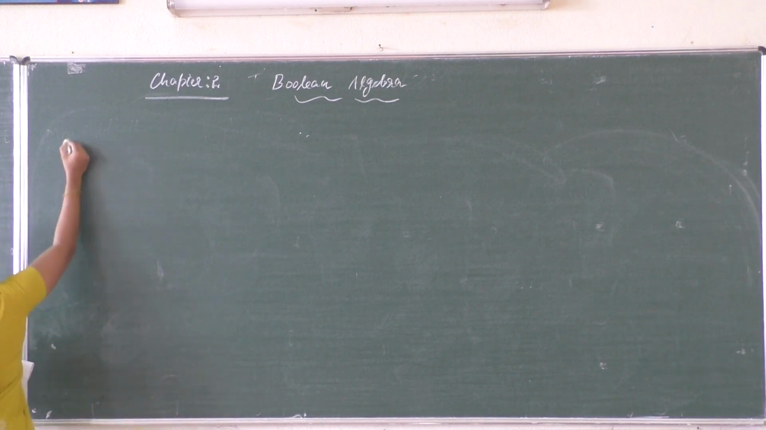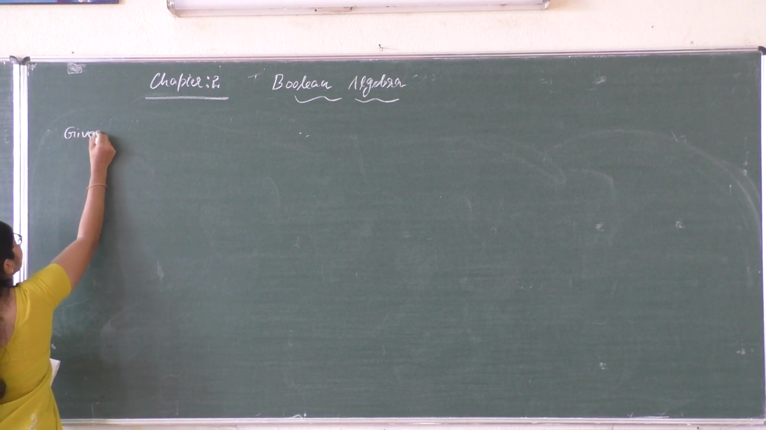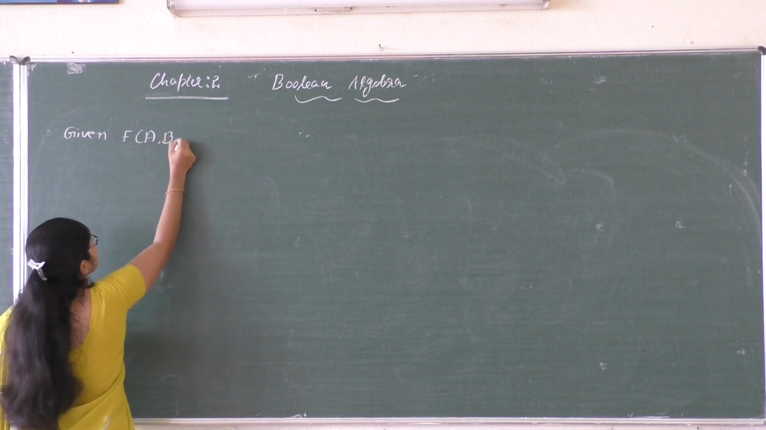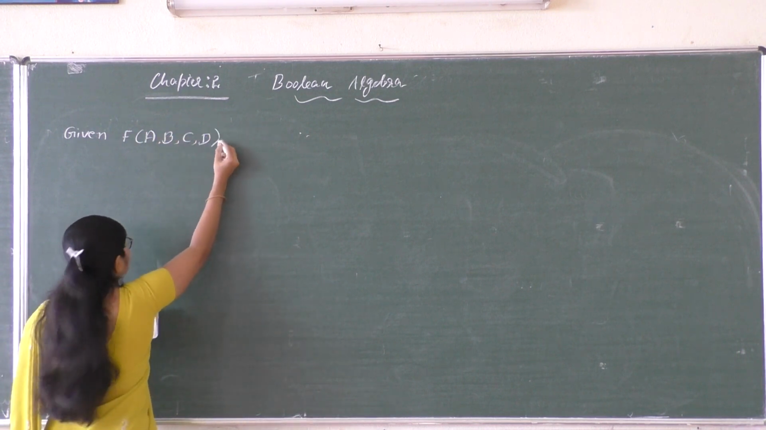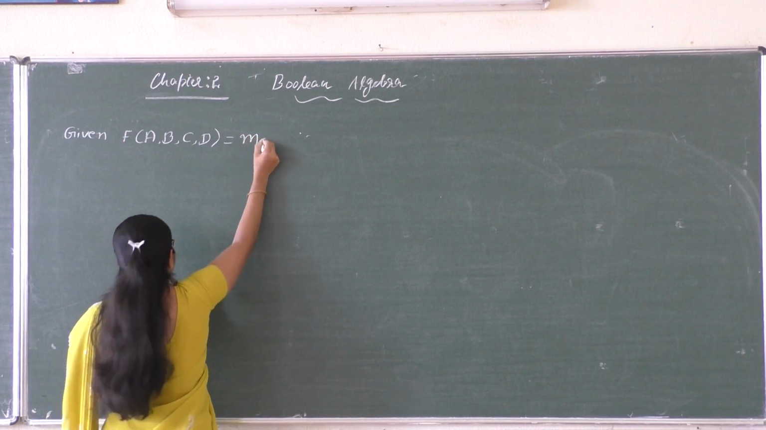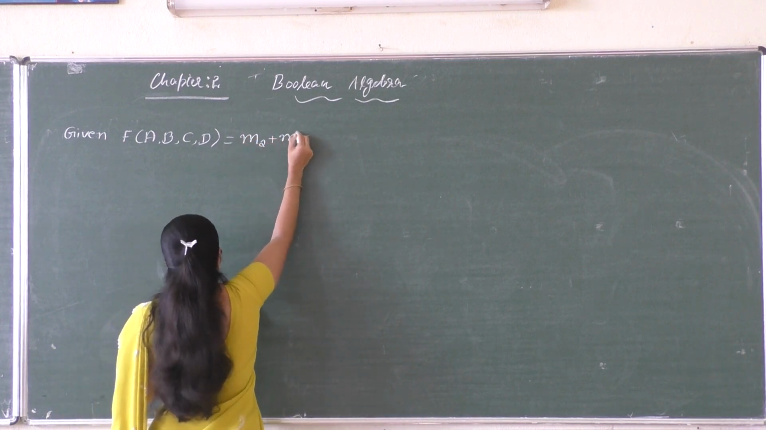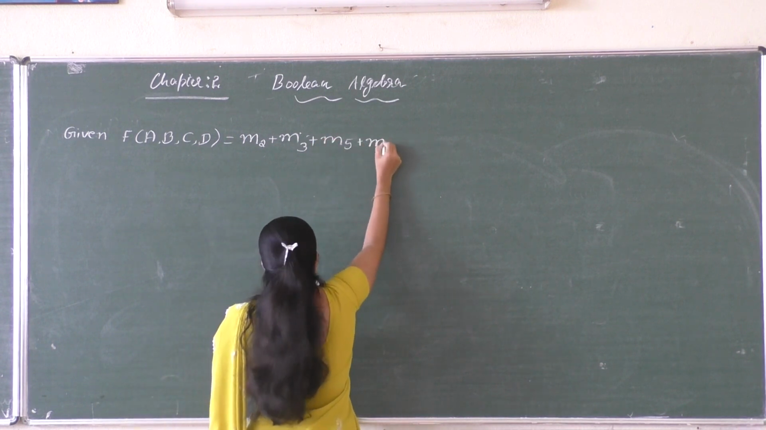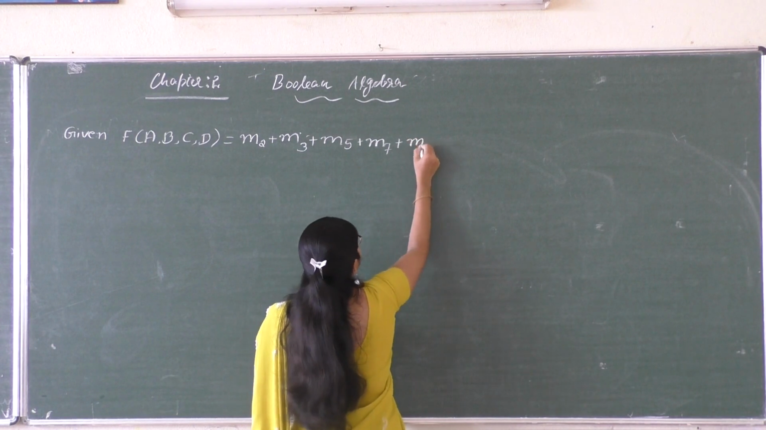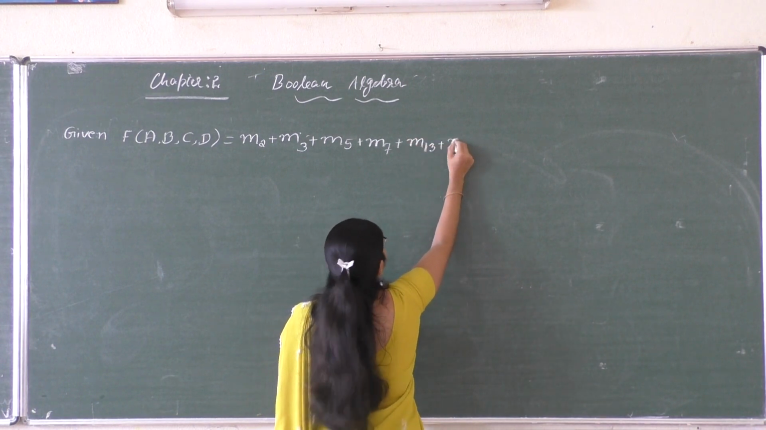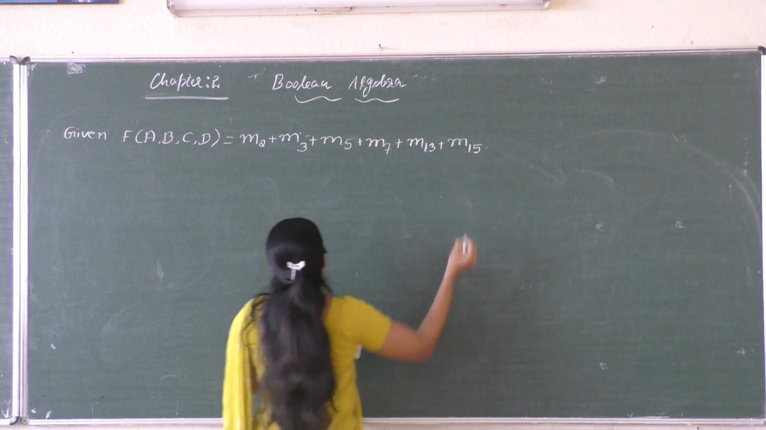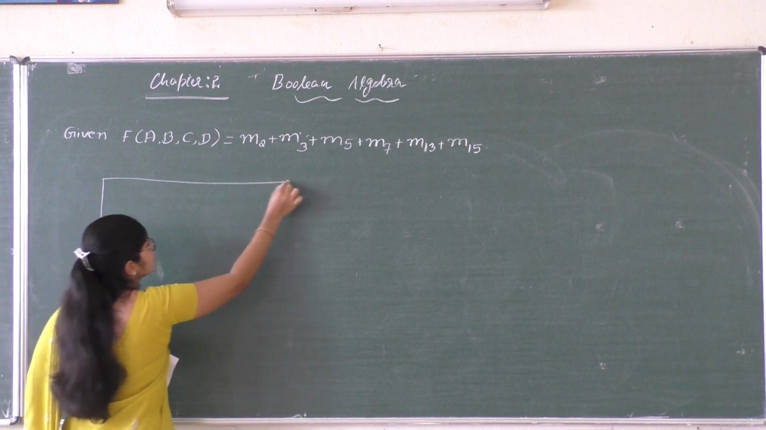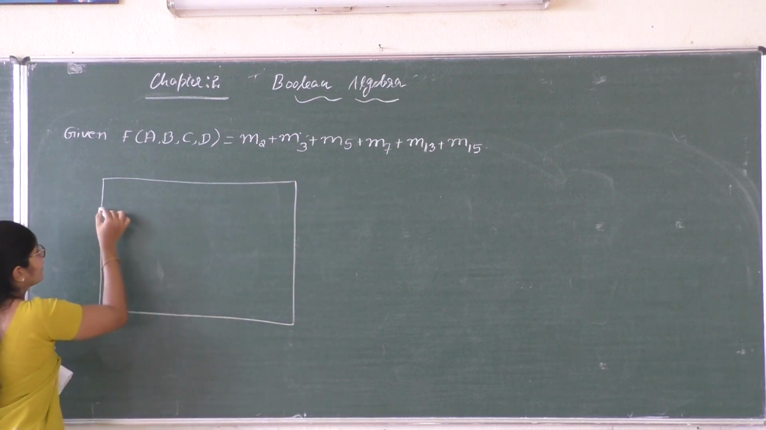Next problem. Given f of A, B, C, D is equal to M2 plus M3 plus M5, M7, M13, M15. Simplify using K-map. There are 4 variables, so we shall draw a 4 variable K-map.